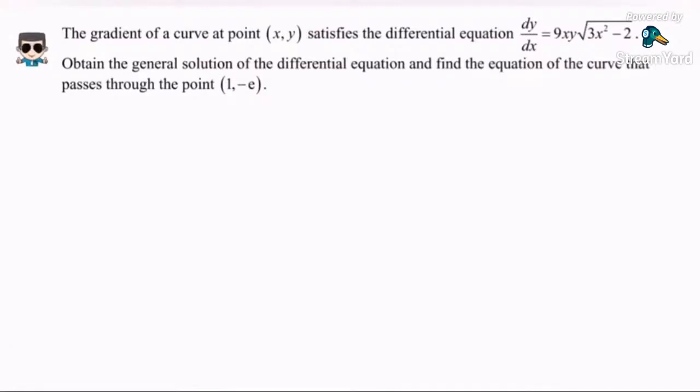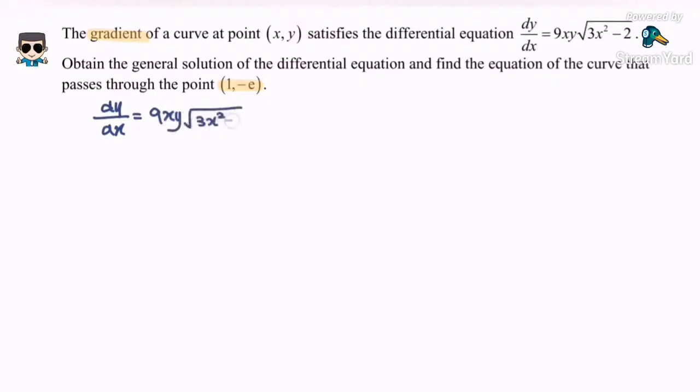So here we have the situation for separable variable. The gradient of the curve, the gradient means that the dy/dx, satisfying the differential equation dy/dx equals 9 multiplied with xy multiplied with square root of 3x squared minus 2. Obtain the general solution of the differential equation and find the equation of the curve that passes through the point (1, -e). So we have dy/dx is equal to 9xy multiplied with square root of 3x squared minus 2 with the point (1, -e).